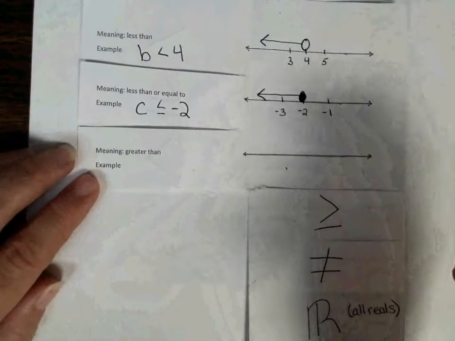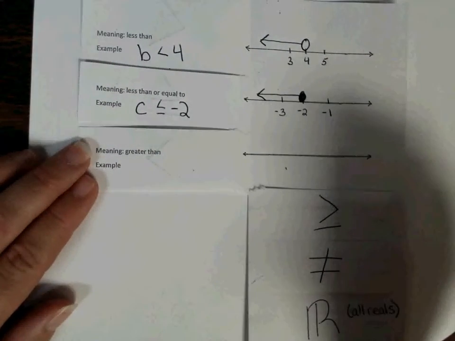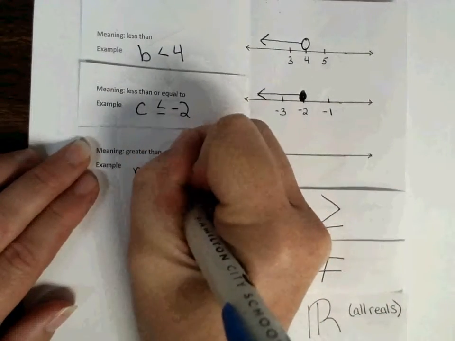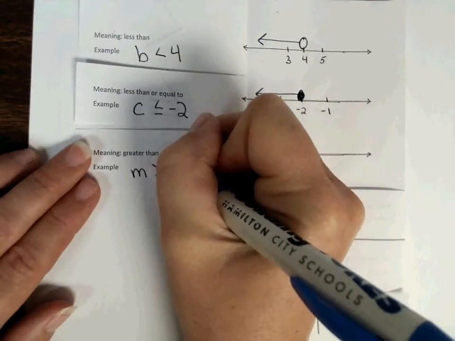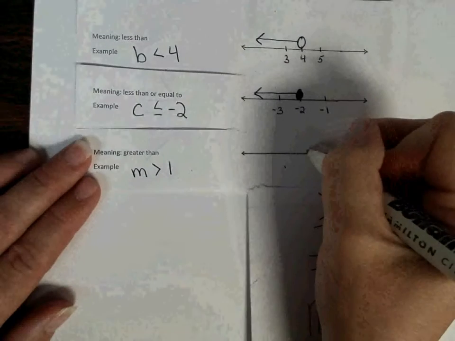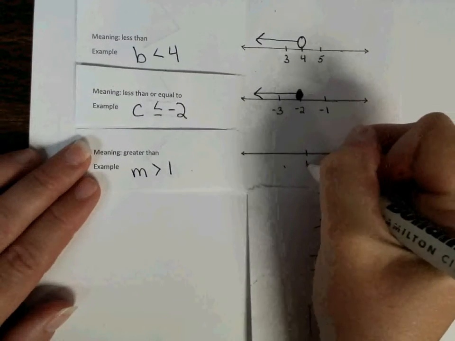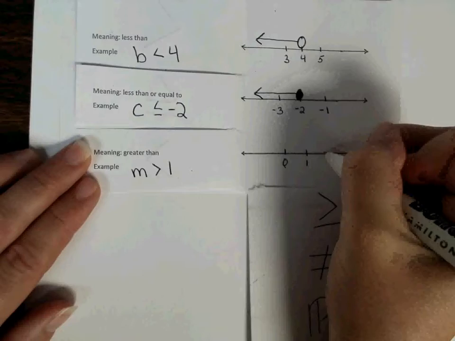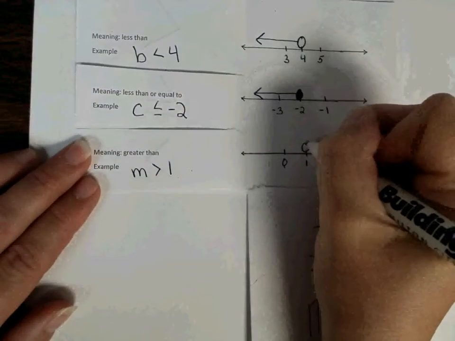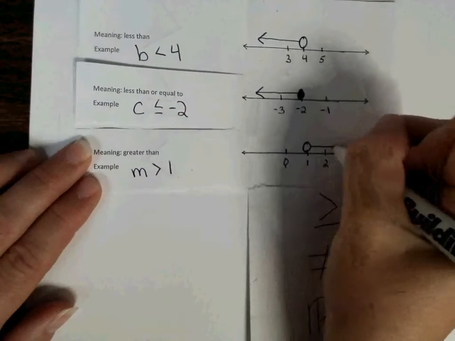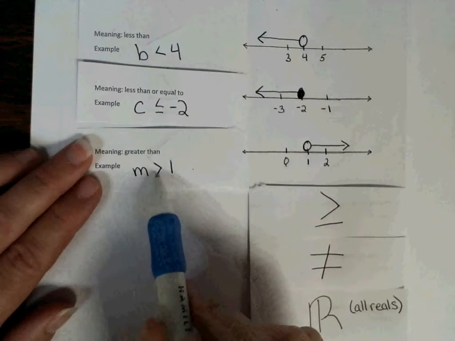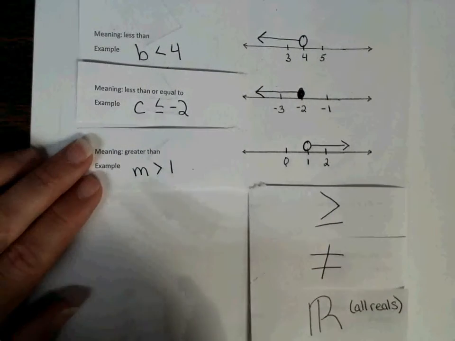The next example is greater than. So we could have M is greater than 1. So on my number line I'd have a 1, on the left side I'd have a 0, on the right side I would have a 2. Open circle, shading to the right. Again, if your variable is on your left side, whichever way your inequality points will be the way that you shade.